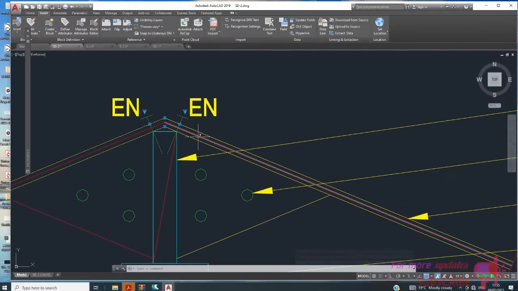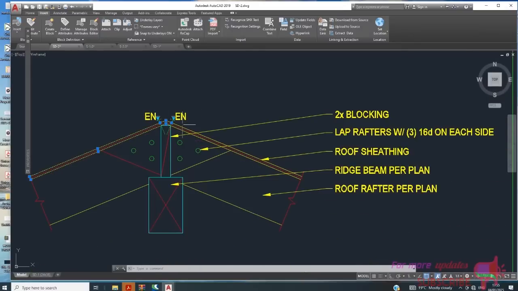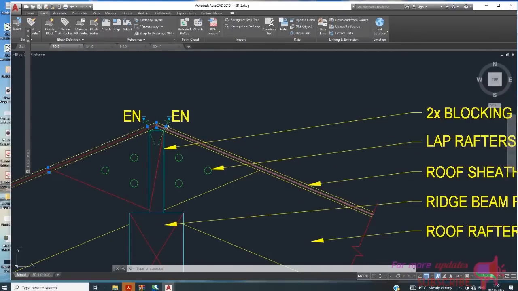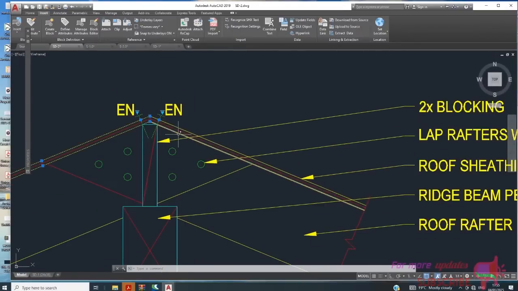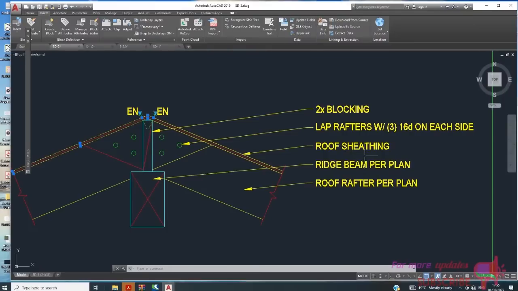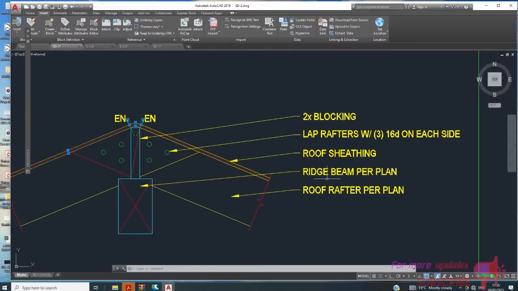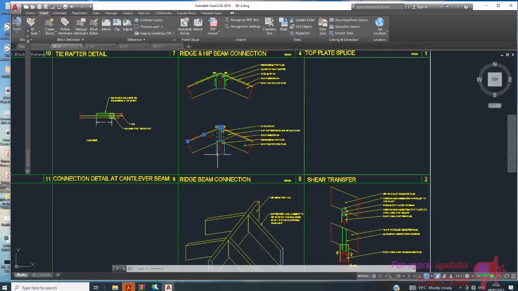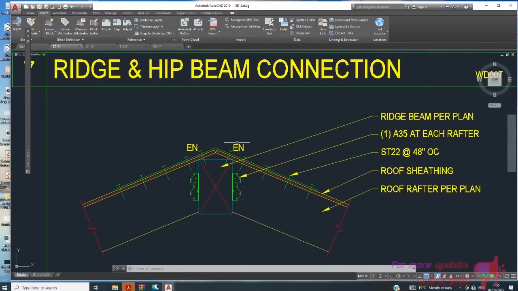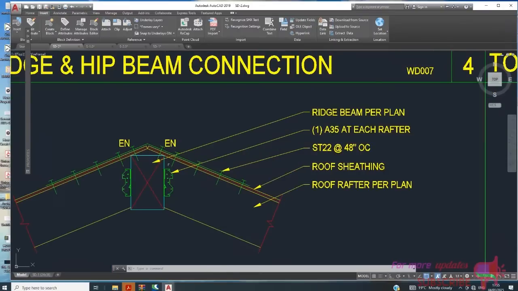That could be roof plywood surface with, of course, a water barrier. Roof sheathing, of course. Then roof rafter, etc. Then at the top is this one. These are ST22 at 4 inches OC, roof sheathing, roof rafter. Then there's this here, H35 at each rafter.